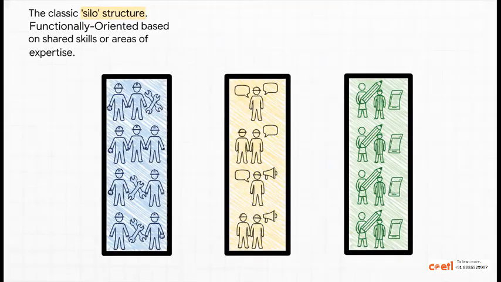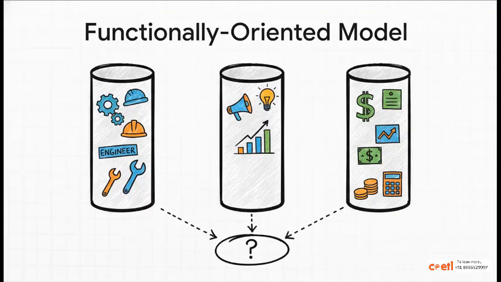Now let's look at what is maybe the most traditional design, one that you've probably seen a million times before, the functionally oriented model. This is the classic silo structure. All the engineers are in one department, all the marketers are in another, and so on. It's absolutely fantastic for building deep expertise and standardizing how work gets done within a specific skill set.